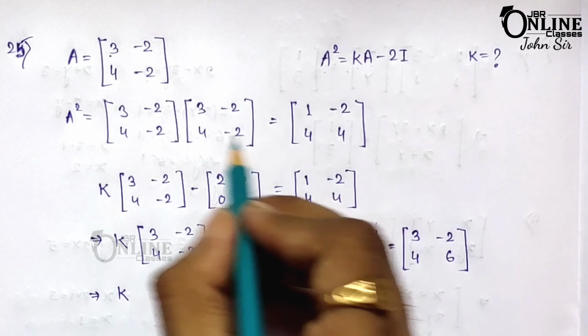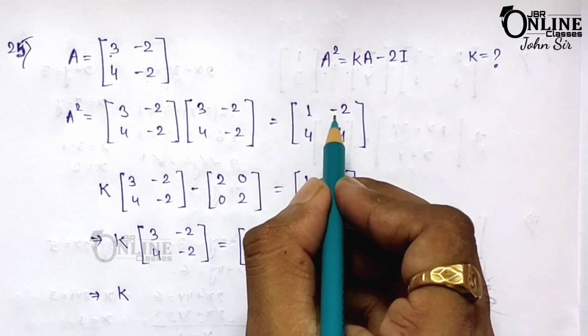Sorry, it's a little bit mistake here. I think so here 4 into minus 2 minus 8, and here 4, it will be minus 4. Extremely sorry for that. It will be minus 4. So here also minus 4. So this one equal to minus 2. Okay. So that means k into 3 minus 2, 4 minus 2, that equal to right hand side you have also the same matrix. Okay. So by comparing both sides, here the value of k equal to 1.